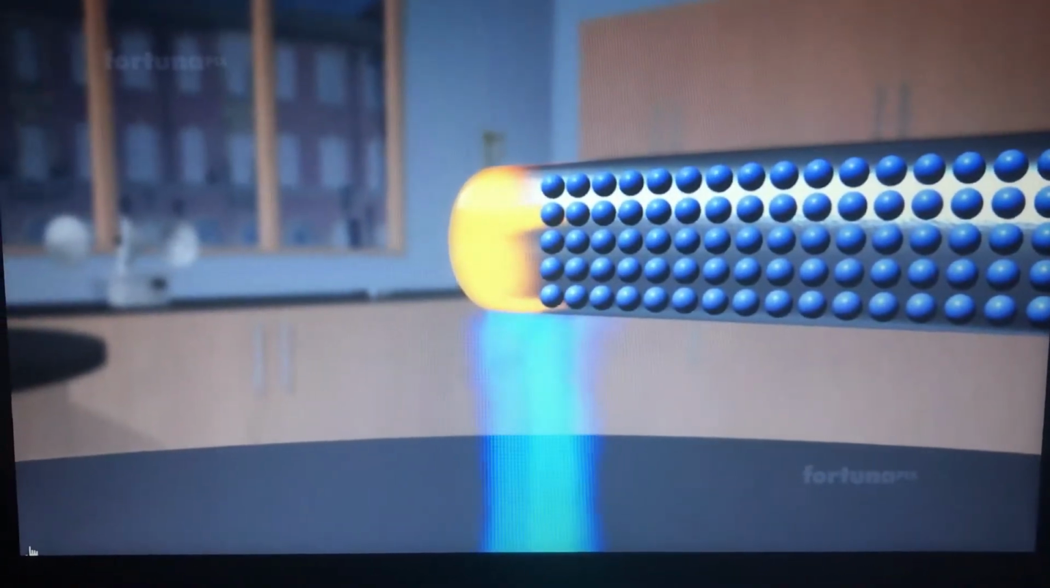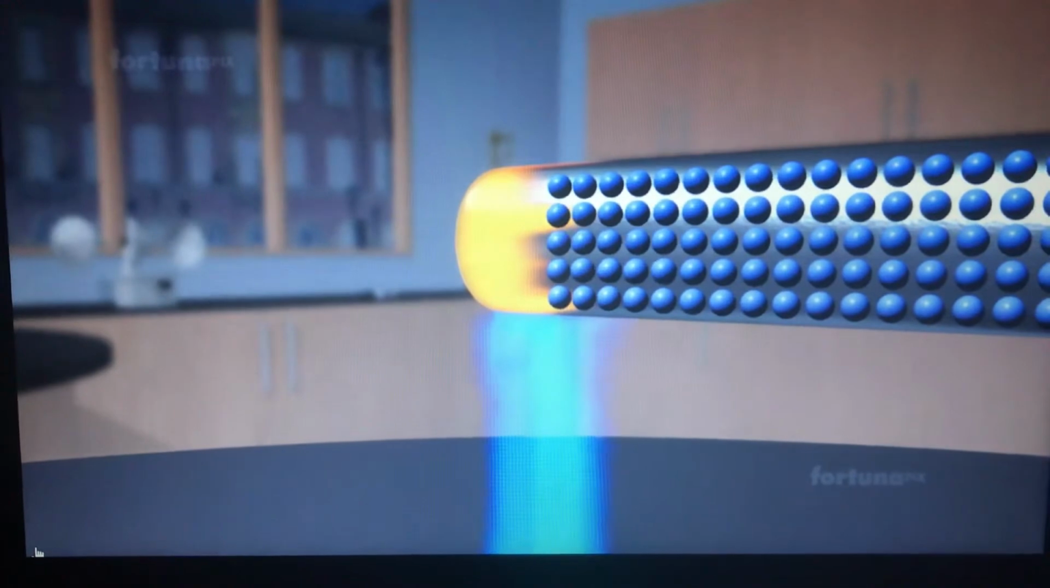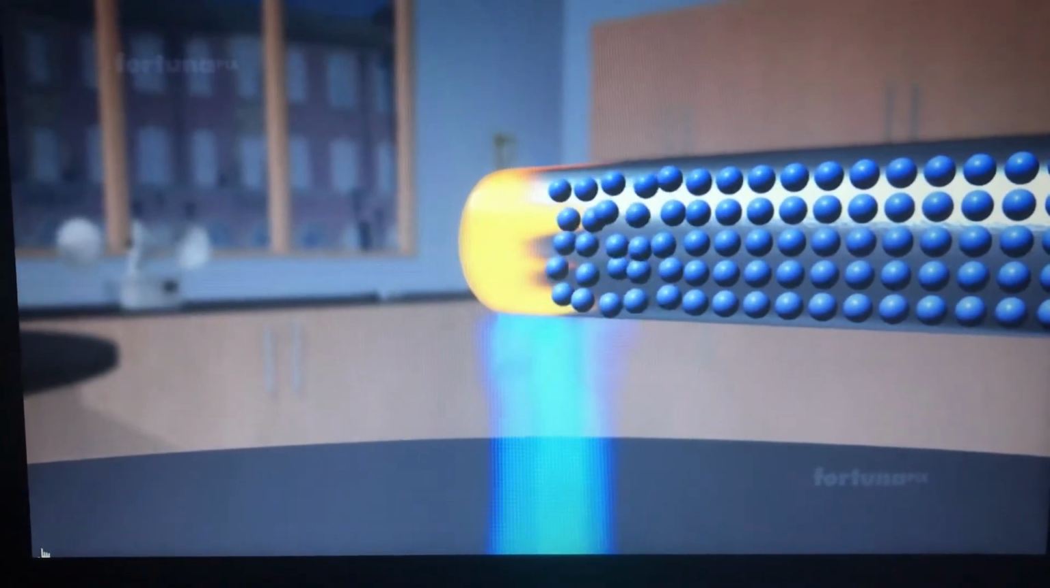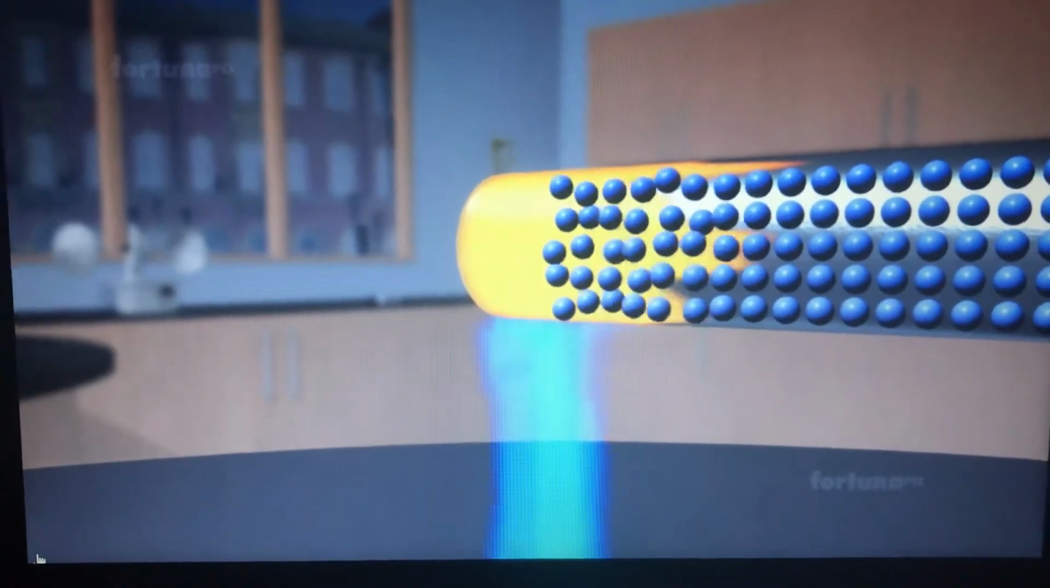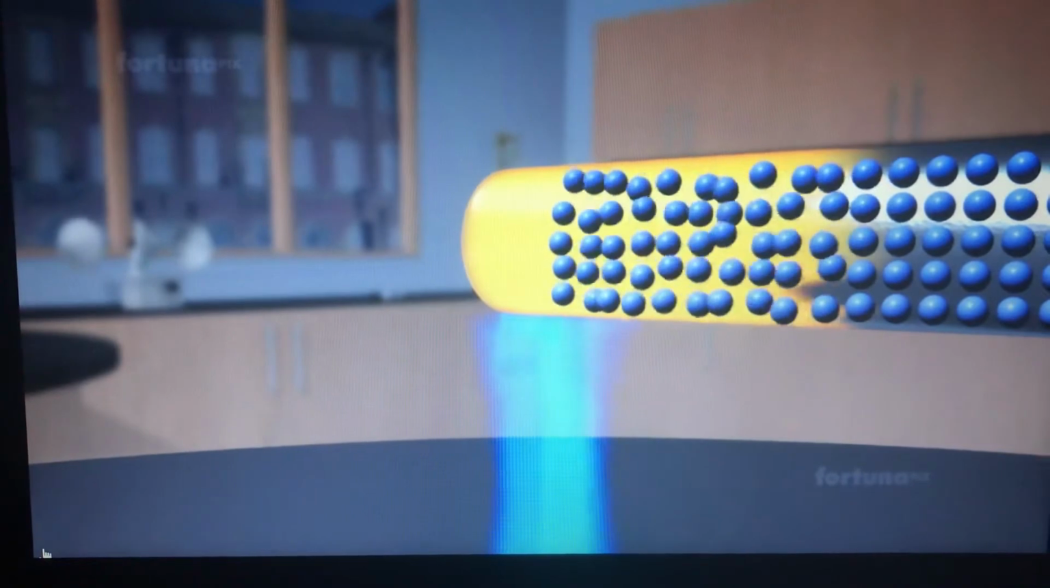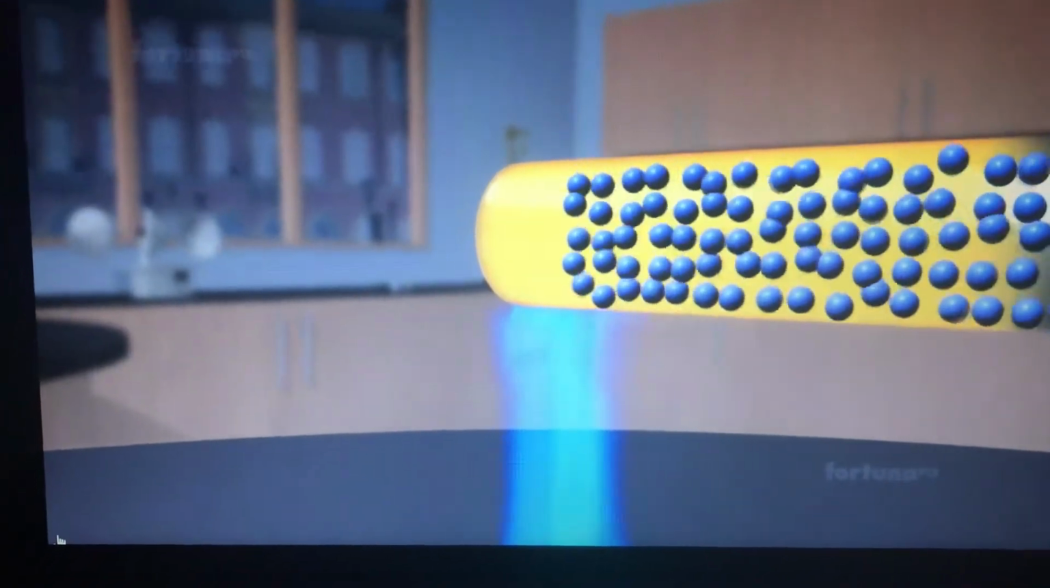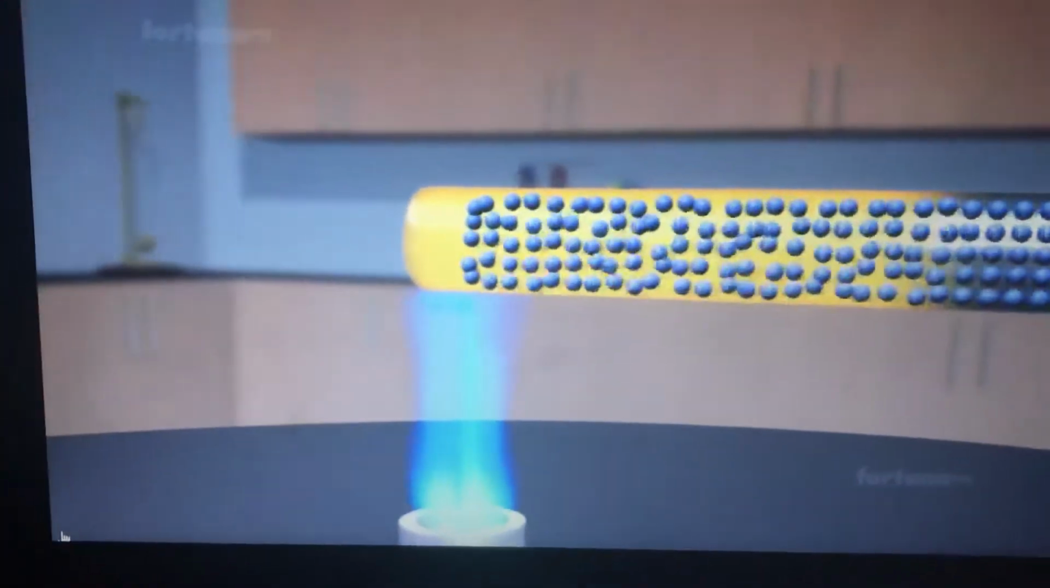Inside our metal rod, the atoms are closely packed. As they are heated, the atoms will begin vibrating, and as the heat increases, the vibrations will also increase, causing the atoms to collide with neighboring atoms. These collisions will continue, with the vibrations moving from the hotter end towards the cooler end and conducting heat through the rod.